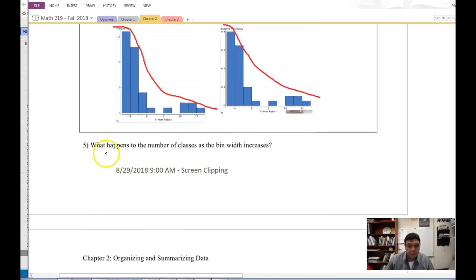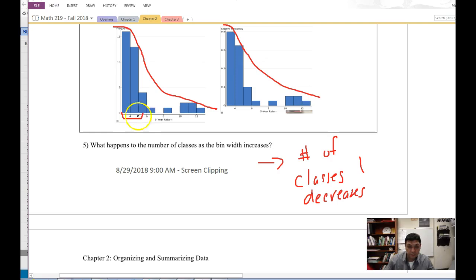Think about this question real quick. What happens to the number of classes as the bin widths increase? So imagine if we increase the bin width and made the widths wider. What happens to the number of classes? If you make your bin widths bigger, what has to happen is that the number of classes would decrease, because you're making the bars bigger.